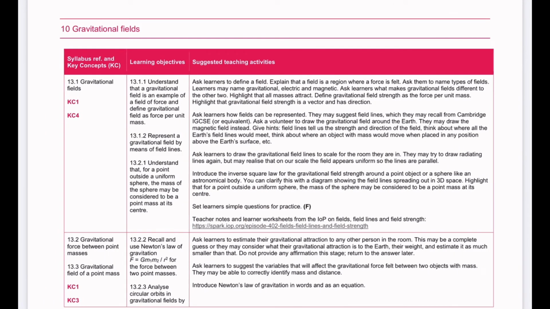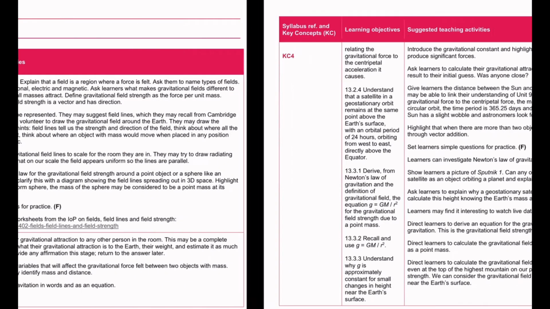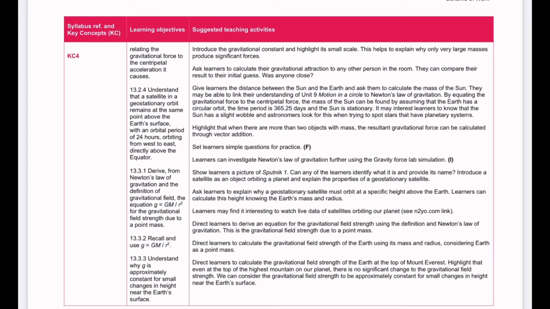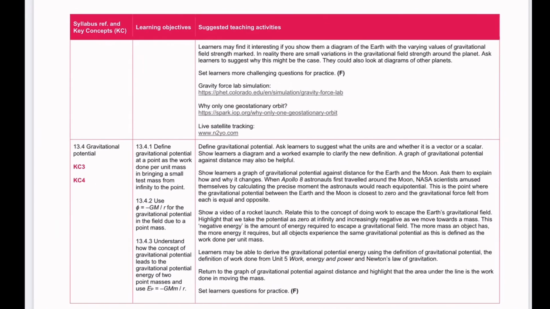Key concept. Gravitational field of a point mass. Learning objectives. 13.3.1 Derive, from Newton's law of gravitation and the definition of gravitational field, the equation g = GM/r² for the gravitational field strength due to a point mass. 13.3.2 Recall and use g = GM/r². 13.3.3 Understand why g is approximately constant for small changes in height near the Earth's surface.